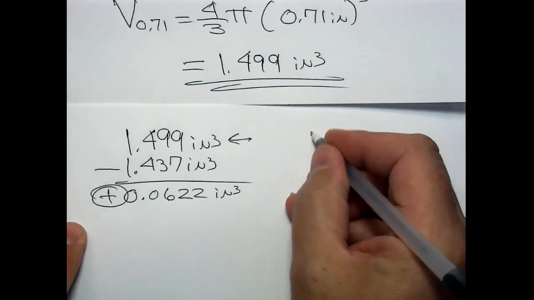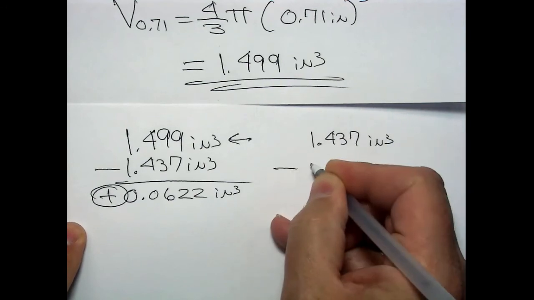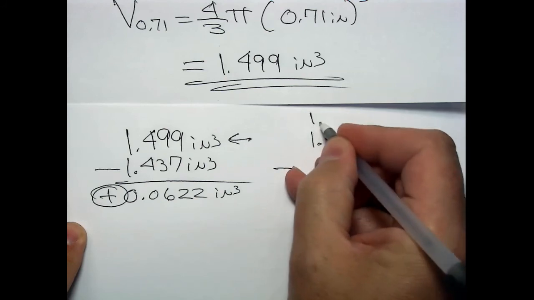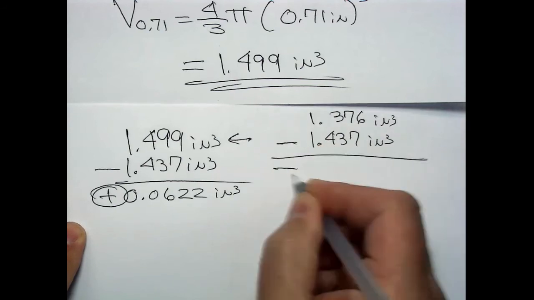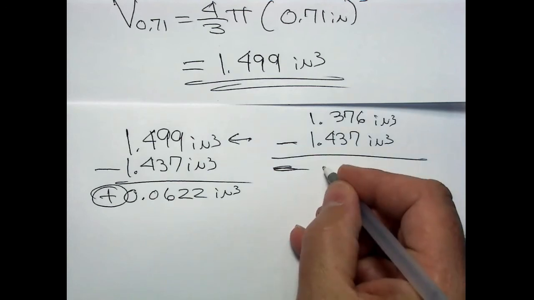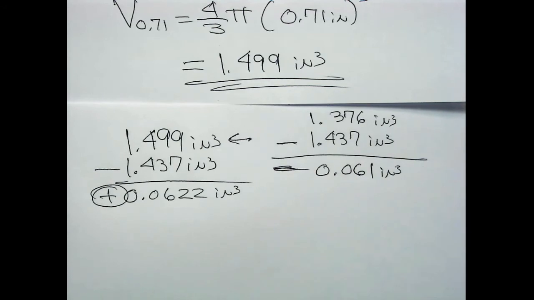If I were to take the small volume, 1.376 cubic inches, and subtract the volume at 0.7, then what do we get in that case on the low side? 1.437, and I'm picking up a negative 0.061 cubic inches. So this is what I would tell my boss.